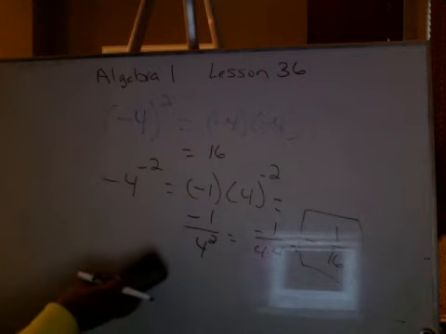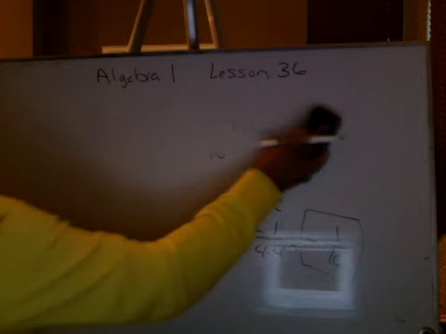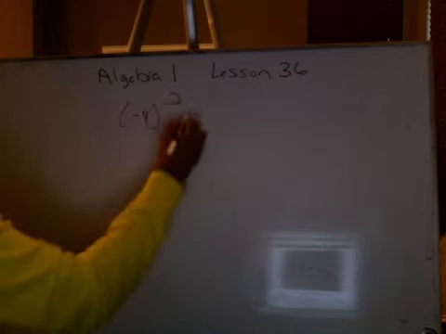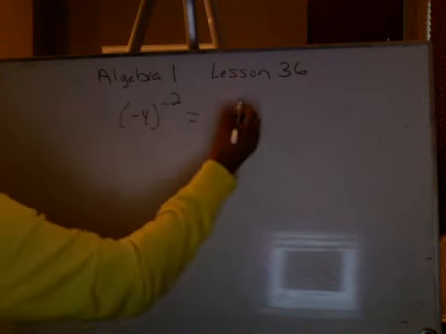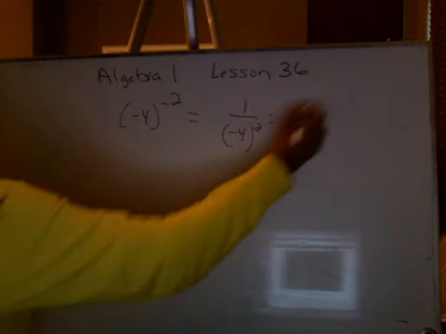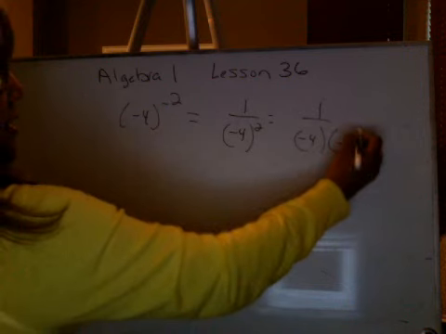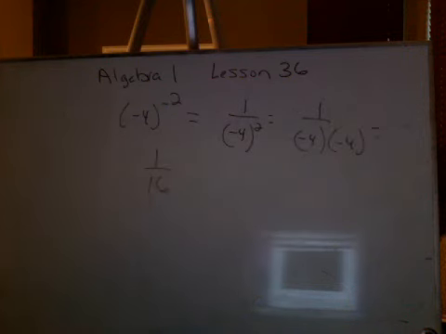Okay? So let's look at another one. (Negative 4) raised to the negative 2 power. Well, now it's saying everything inside of this is raised to the square, so now we're going to do its reciprocal, 1 over (negative 4) squared, which is 1 over negative 4 times negative 4, which is 1 over 16. It's as simple as that.